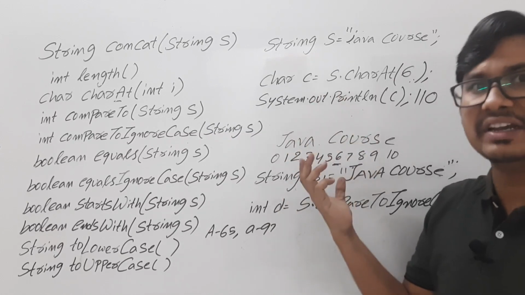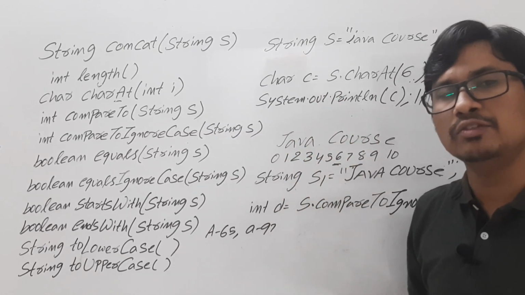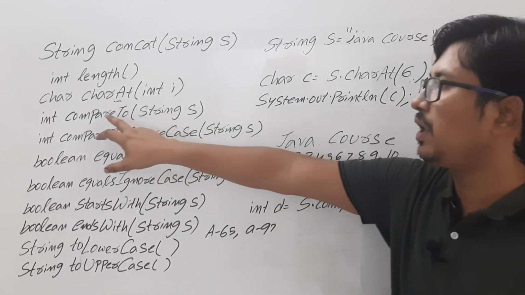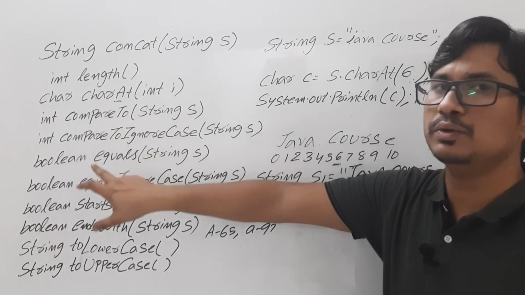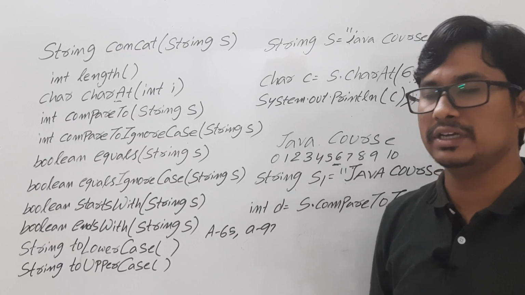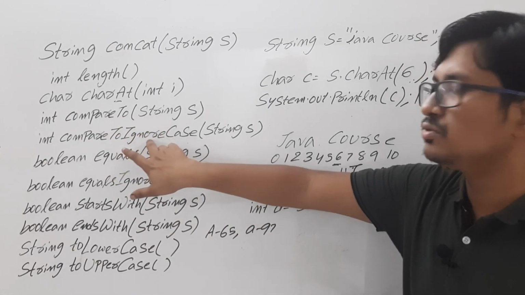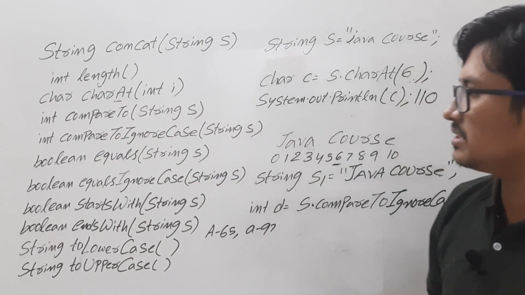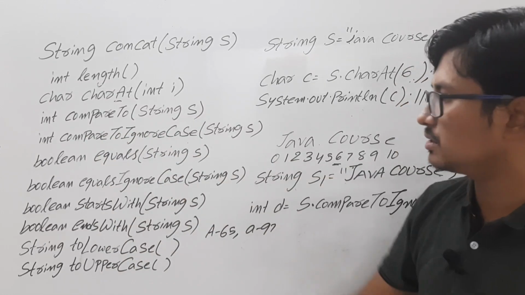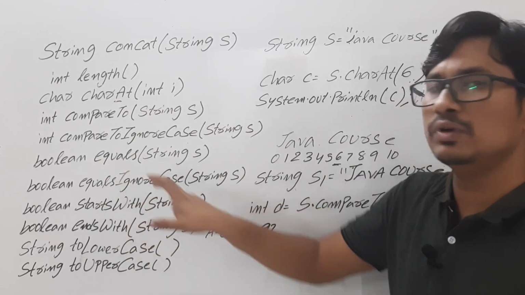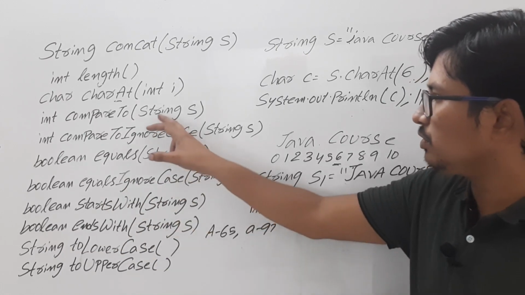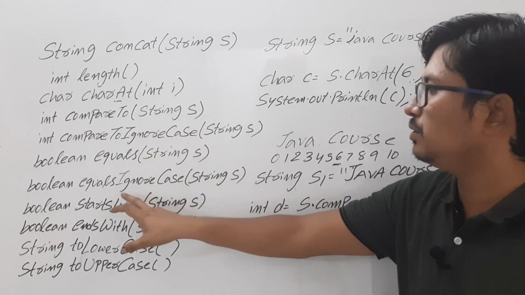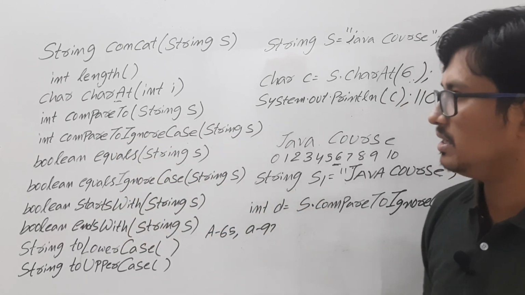If they are different, then accordingly it will produce a positive value or a negative value. I hope you have understood compareTo and compareToIgnoreCase. The only difference is that this will ignore the case, this will not ignore the case. Now let me discuss another two methods called equals and equalsIgnoreCase. See, both will be the same as compareTo and compareToIgnoreCase, with equals and equalsIgnoreCase.